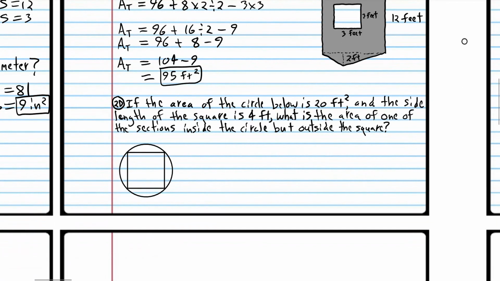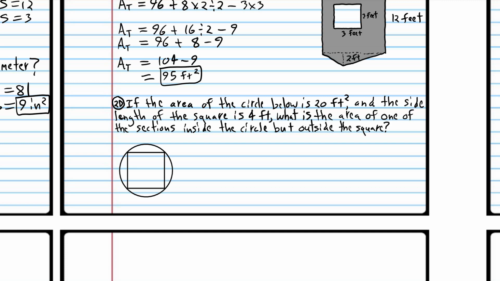All right, 2D. If the area of the circle below is 20 square feet, so that means the area of the whole circle inside is 20 square feet, and the side length of the square is 4 feet, so the side length here, it's 4 feet all the way around, because the sides of the squares are always the same length. What is the area of one of the sections inside the circle but outside the square? So go ahead and attempt this problem, and when you come back, we'll do it together.